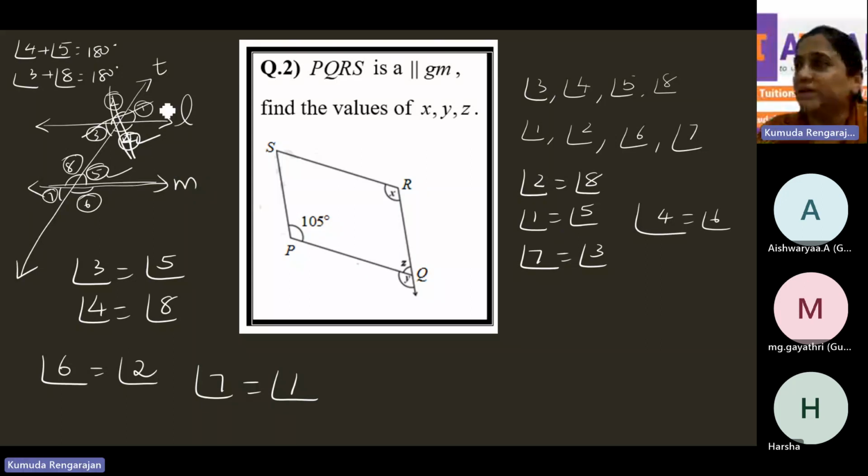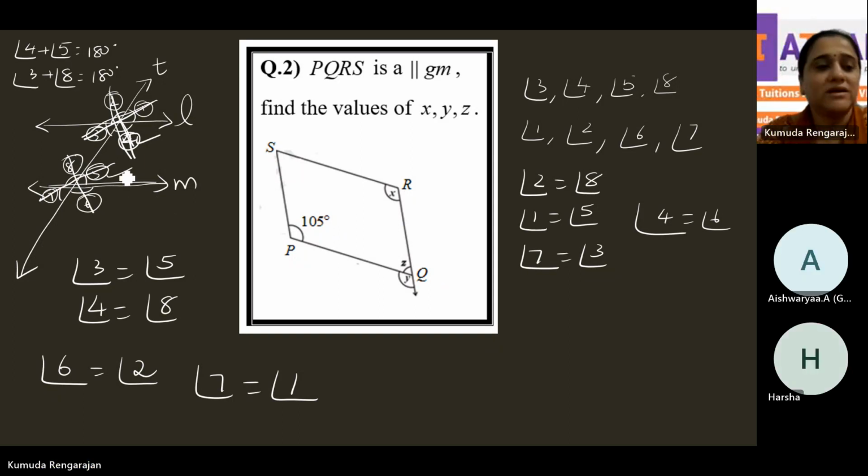Angle 1 is equal to angle 3. Vertically opposite angles are equal. Angle 2 is equal to angle 4. Vertically opposite angles are equal. 5 is equal to 7. 6 is equal to 8. Okay? Okay, fine.